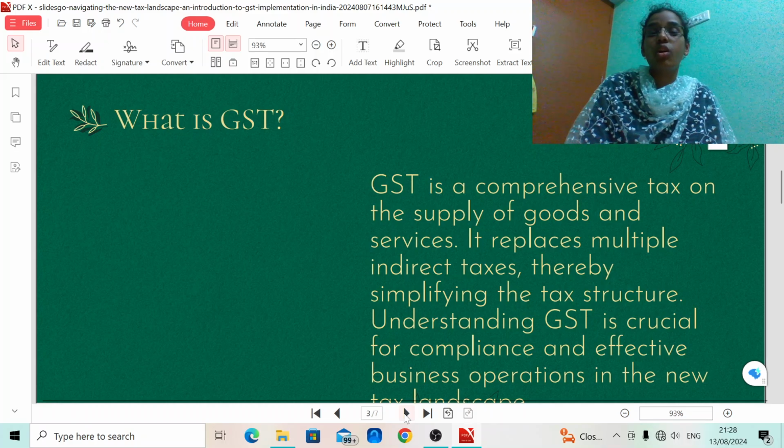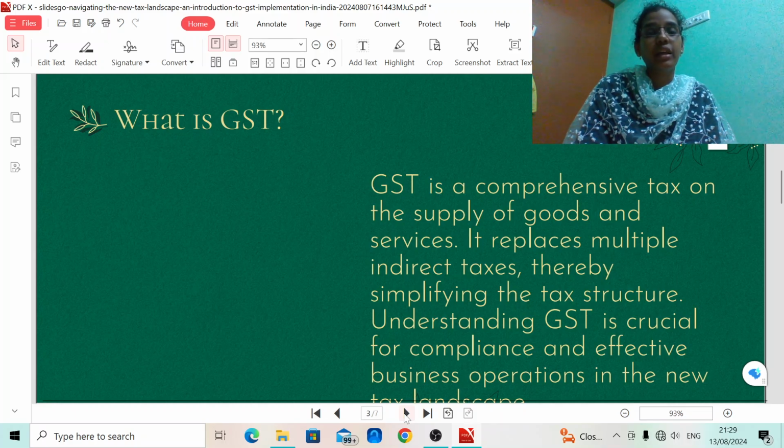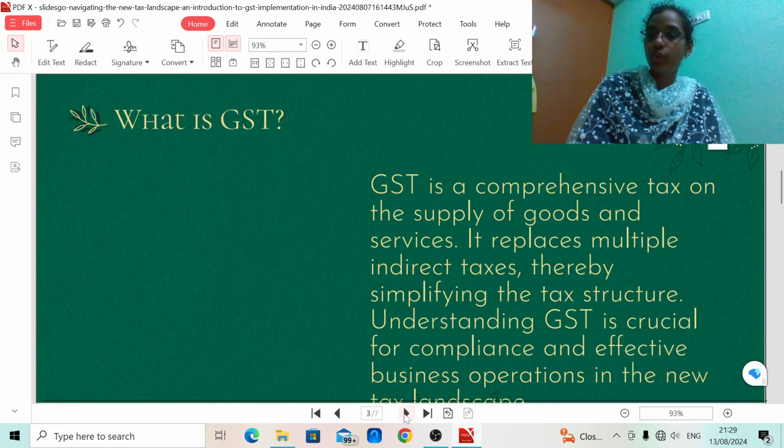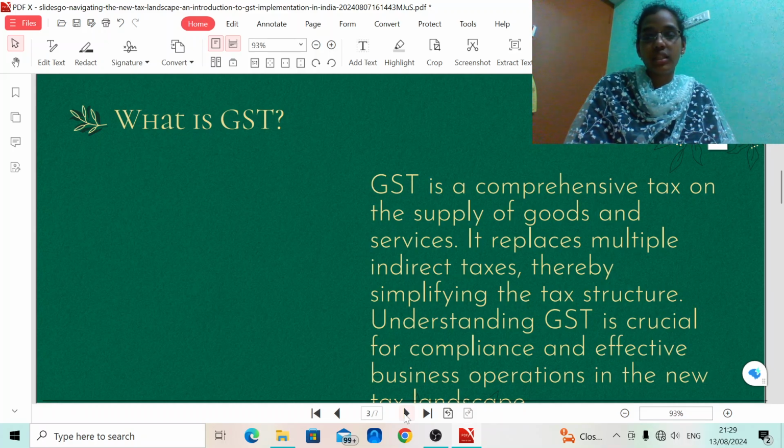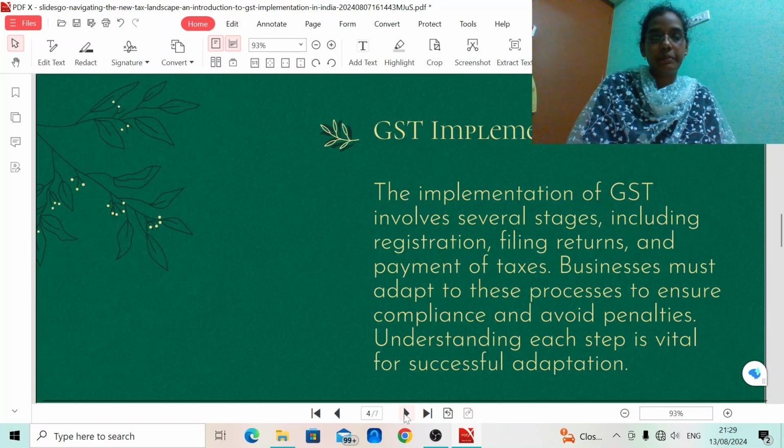So GST is a comprehensive taxation which is levied at the point of supply. So GST is payable at the point of supply when you're supplying goods or services. So GST is charged on both goods and services. So this GST replaces all the other indirect taxes which we had before the implementation of GST. So all of that is removed and then we have this GST, thereby simplifying the tax structure. Understanding GST is very important for the business to survive in this business world.